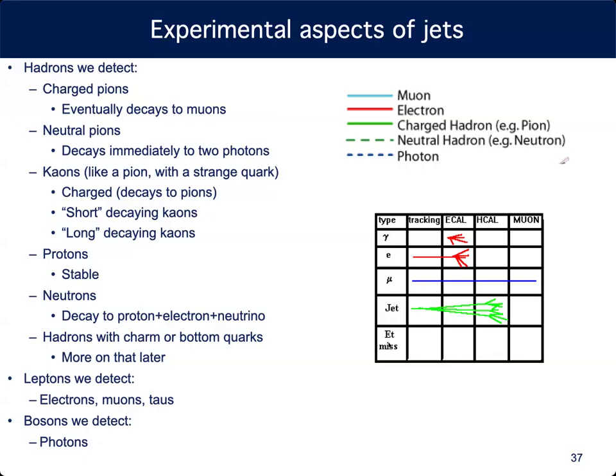Then we have a bunch of different particles that happen, right? There's photons, there's electrons, there's muons, and then there's all the particles that are inside of jets and missing transverse momentum. Sorry, this is not ET anymore. We used to call this ET back in the olden days.